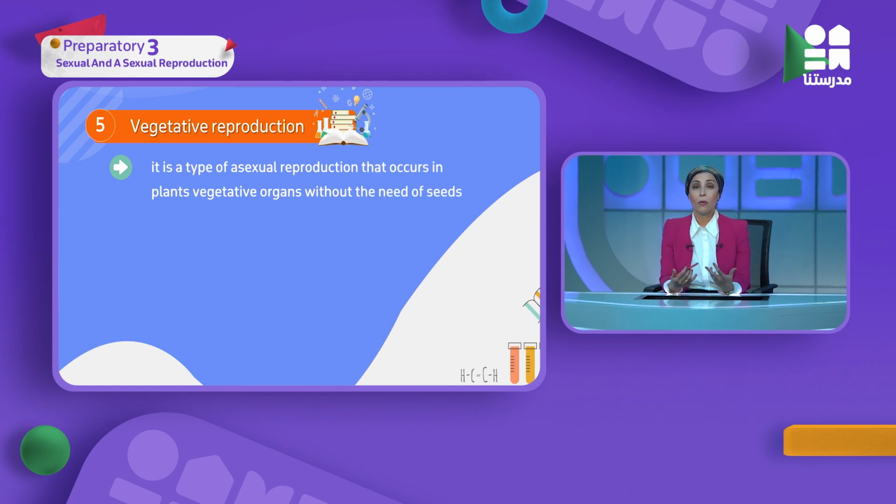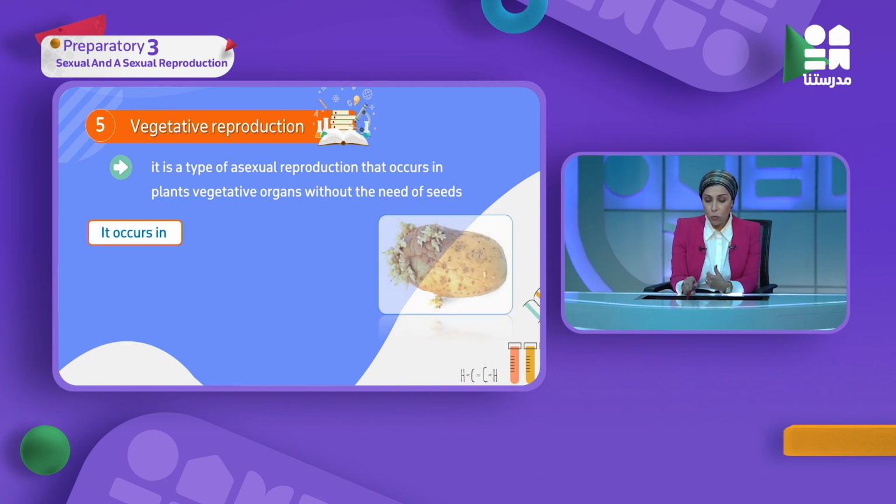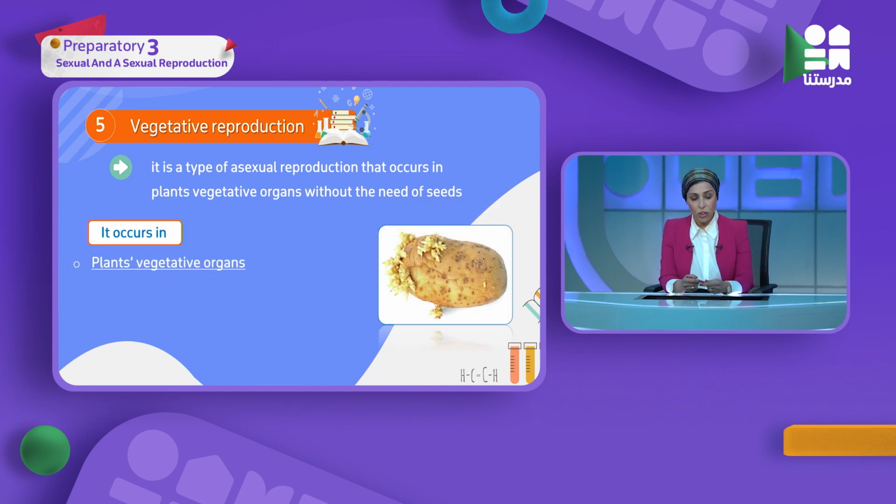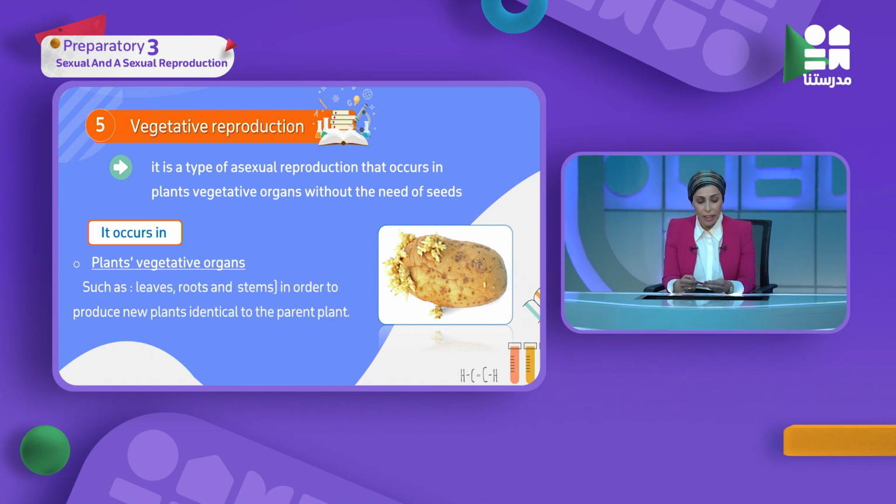يبقى لما اقول لك what's meant by vegetative reproduction, it's a type of asexual reproduction that occurs in the plant without needing a seed. You have to mention this word لأن من غيرها يبقى مش complete definition. Without needing a seed. طب by what؟ By stem, by leaves, by roots. طيب it occurs in what؟ As you see here in the picture, in types like potato, without needing any seeds.